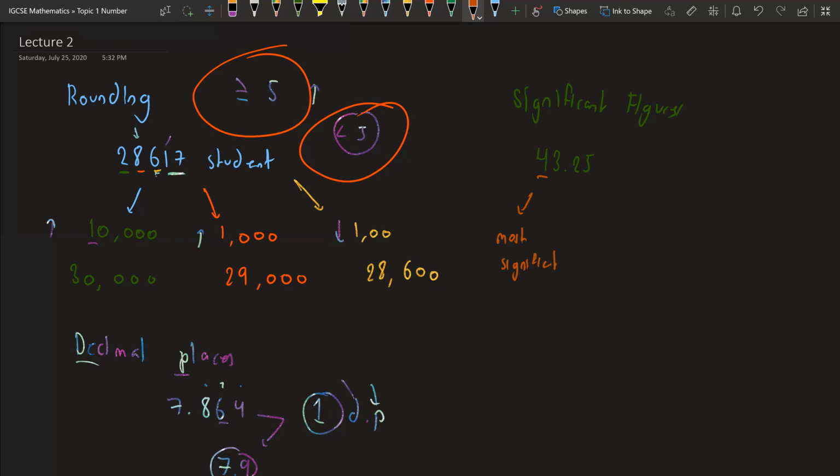because the difference between 43.25 and 43.26 is minimal, but the difference between 43.25 and 53.25 is huge. So it's the most significant figure, because if you just change that value, it changes the value significantly. So that's the most significant figure.